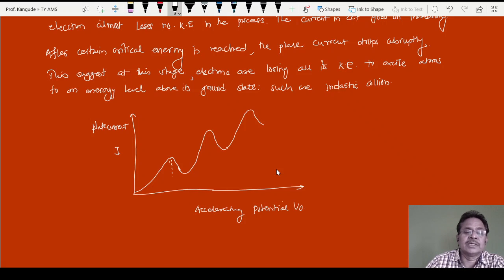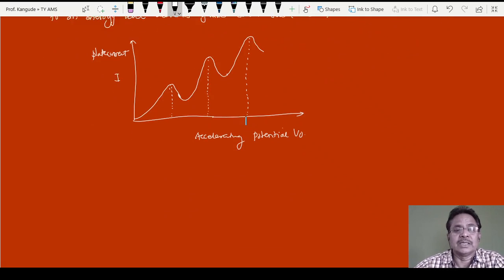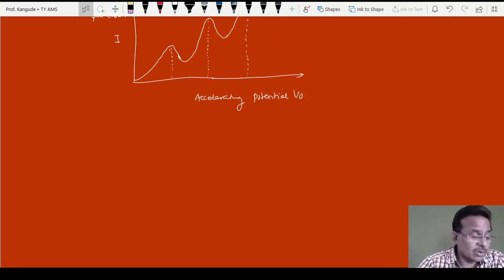So these are some specific kinetic energies of the electrons. These energies are being absorbed completely, and thereby no electrons are allowed to go further from the grid to the plate, and therefore the current falls. So this fall and rise of the plate current has to do with the excitation and de-excitation of atoms, as well as the energy states of those atoms, and so on. So we'll write further.